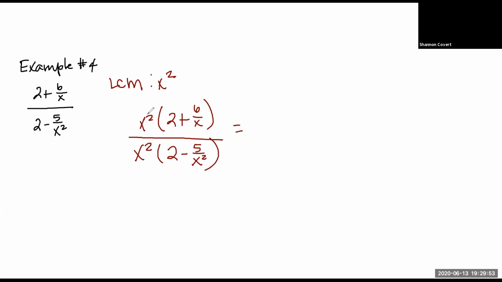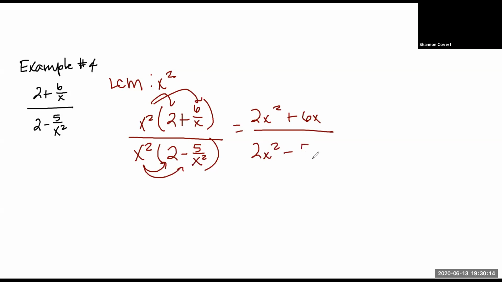Distributing in my numerator, x squared times 2 is 2x squared. X squared times 6 over x is plus 6x. In my denominator, when I distribute, x squared times 2 is 2x squared. X squared times 5 over x squared is minus 5.